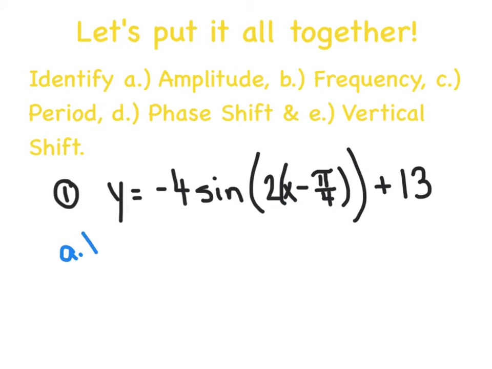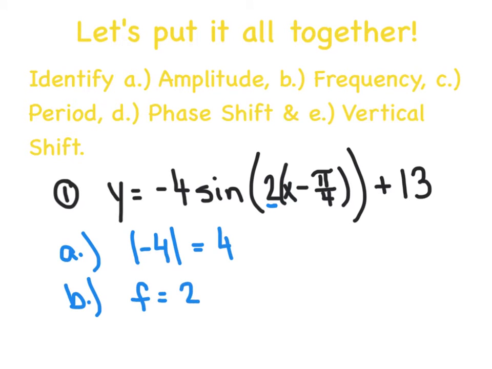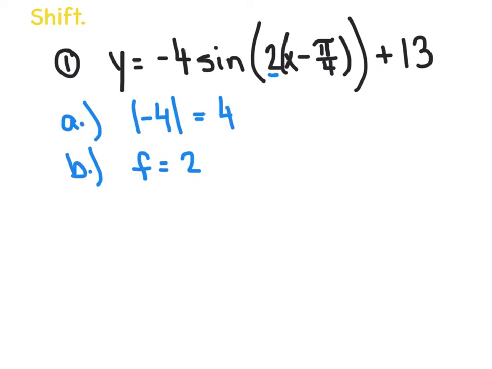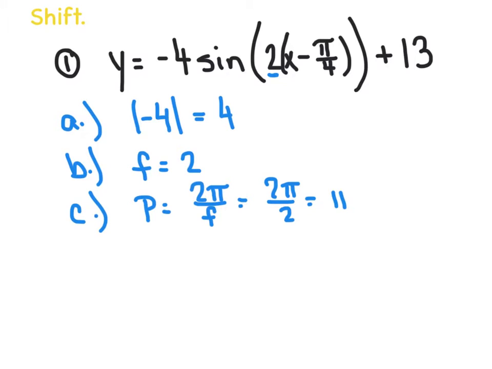Part A, the amplitude is going to be the absolute value of negative 4, which ends up being a 4. The frequency, again, is going to be this coefficient right here. So we could say the frequency is a 2. And then I'm going to use my little formula to find the period. We'll say the period is going to be 2 pi divided by that frequency, which turns out to be 2 pi divided by 2. 2's cancel and we get a period of pi. So we'll see one cycle right at pi, assuming that we're starting at 0, of course.